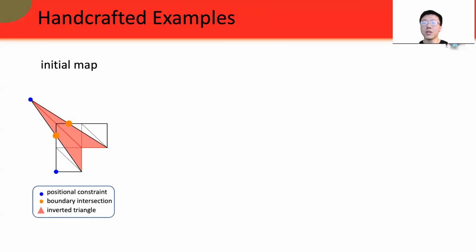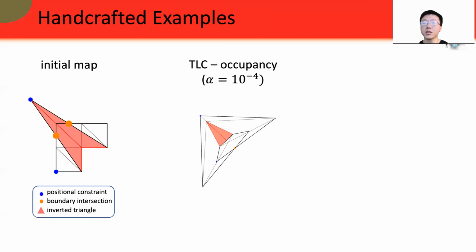It also has two inverted triangles and two boundary intersections. This example is created by dragging one corner of a square to a far away location. We first show the result of optimizing a non-smooth energy by taking the difference between the total lifted content and the occupancy. The occupancy is not a smooth energy, as we have explained.